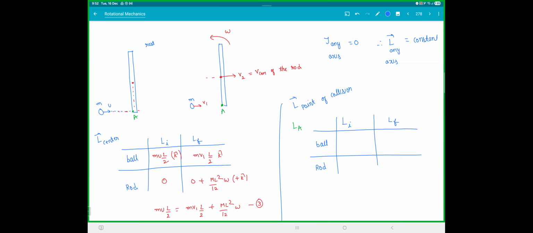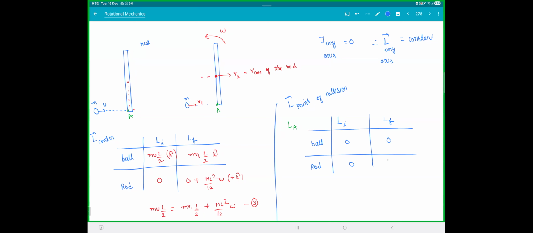Initially, the ball's angular momentum about A is 0, since its velocity passes through A. Finally, the ball's angular momentum is also 0, since its velocity passes through A. Initially, the rod is at rest, so 0. Finally, the rod's angular momentum will be m v2 L by 2 (minus k cap) plus m L square by 12 omega (k cap).